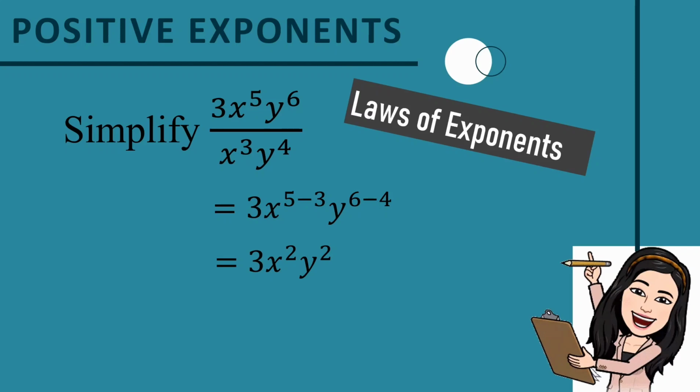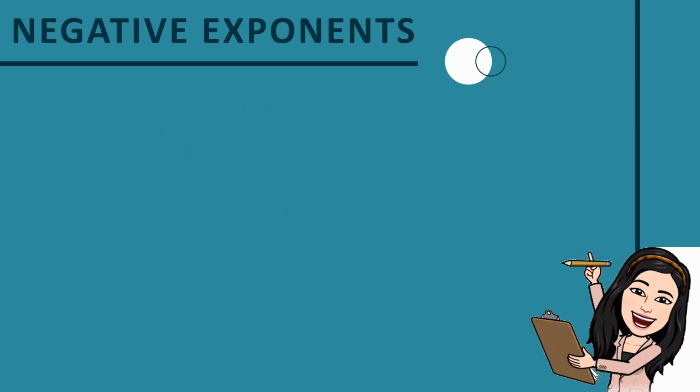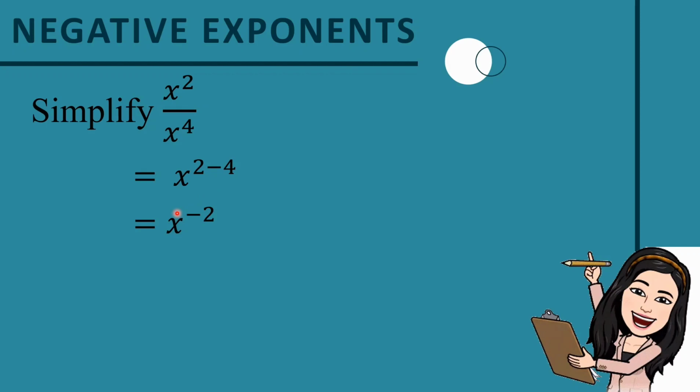So, let us have this example. Simplify x squared divided by x raised to the 4th power. So, applying the laws of exponents, quotient rule tayo. Copy the same bases and then subtract the exponent of the numerator and the denominator. We have 2 minus 4. And 2 minus 4 is equal to x raised to the negative 2. So if you notice, our final answer is raised to the negative 2.